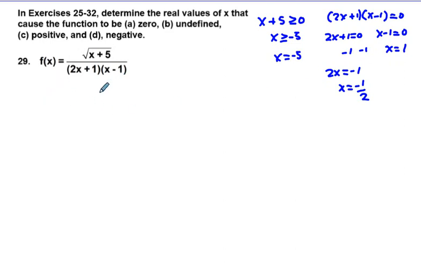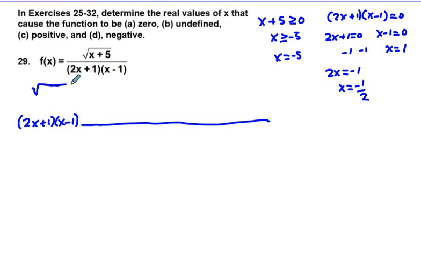So I'm going to write the number lines out here. I'm going to put down here quantity 2x plus 1, x minus 1. And so that's going to be a number line for that here. And then above, I'm going to put square root of quantity x plus 5. So I have this number line up here.